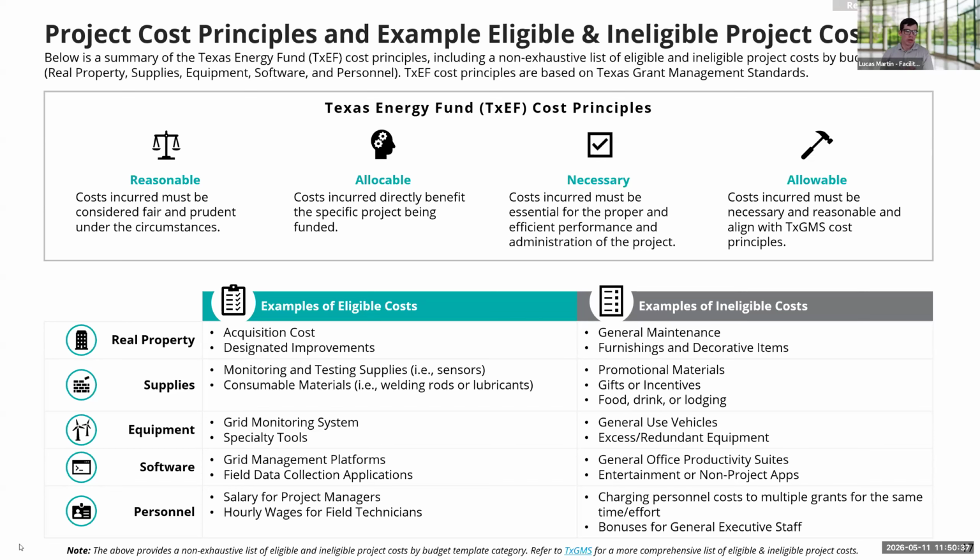So you can look to submit some additional supporting documentation justifying the need for it. But I will say if it's not captured in your budget and not directly related to the things that I touched on, it's going to be a hard hill for anyone to climb for those costs to be recouped and reimbursed. And also noting the four things at the very top, those being the costs need to be reasonable, generally allocable, necessary for execution, and allowable under Texas grants management standards.